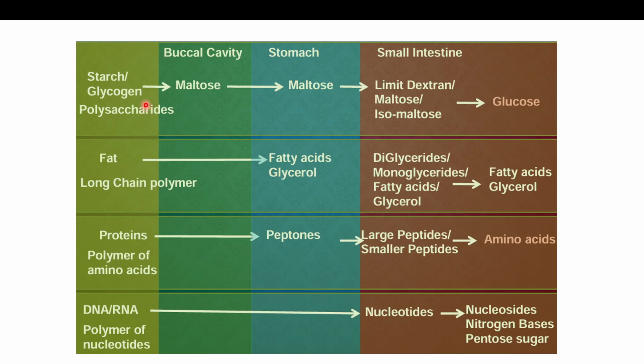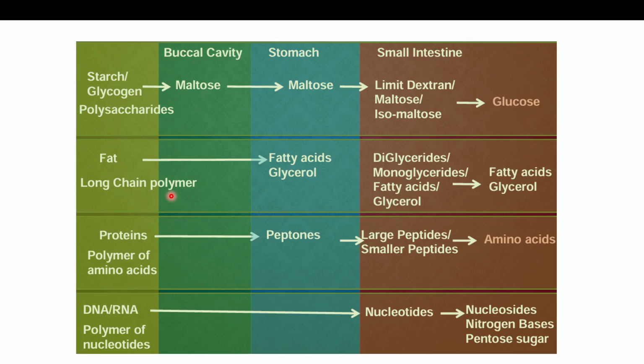So if we look at the starch or polysaccharide digestion right from the buccal cavity to the intestine, we have starch, glycogen, or polysaccharides. In the buccal cavity, we already have maltose by the action of amylase or ptyalin. In stomach also we can have maltose. In small intestine, maltose, dextran, or isomaltose is finally converted to the simplest form, the glucose.